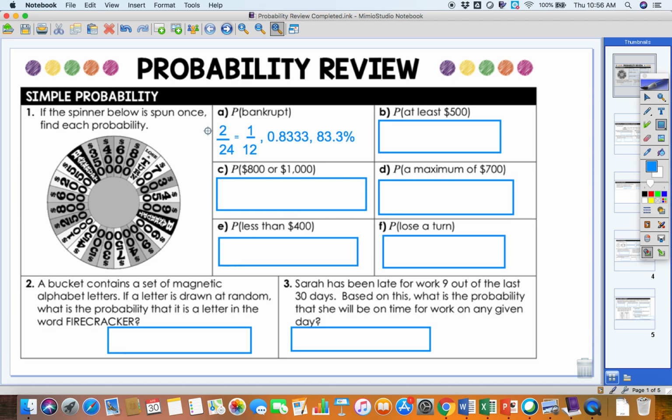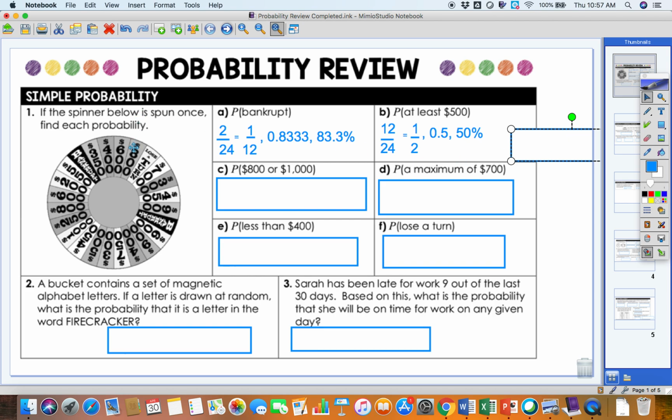So on B, we want the probability of at least 500. So that means we're going to find every score dollar amount that is 500 or greater. So when you do that, you're going to get 12 out of 24, which simplifies to 1/2, which is 5/10 or 50%.